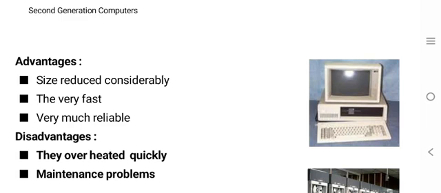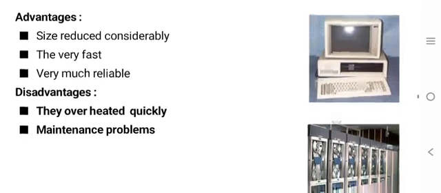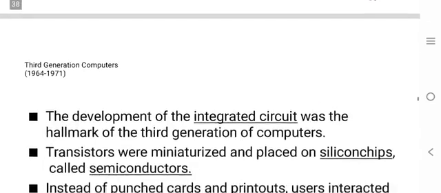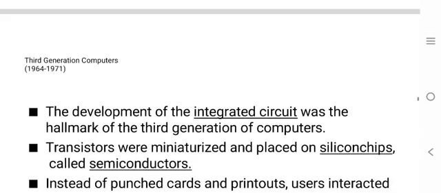The advantage of the second generation is that size is reduced considerably. They are very fast and very reliable. The disadvantage is that they overheat quickly and have maintenance problems. Now the next one is the third generation. The third generation was developed between 1964 and 1971.